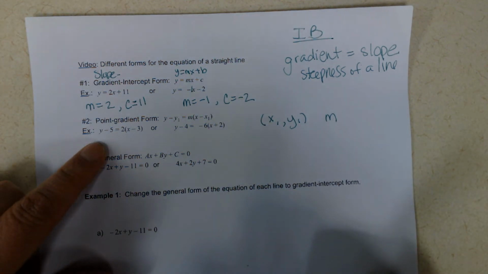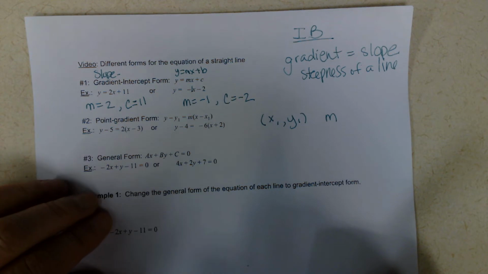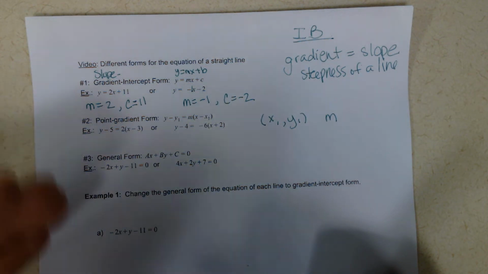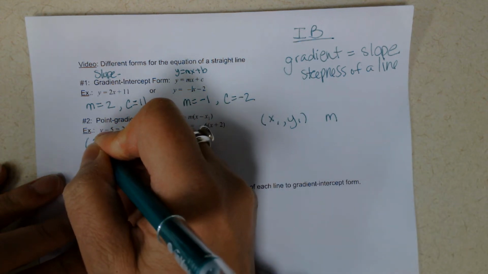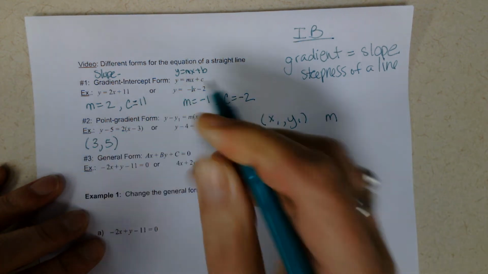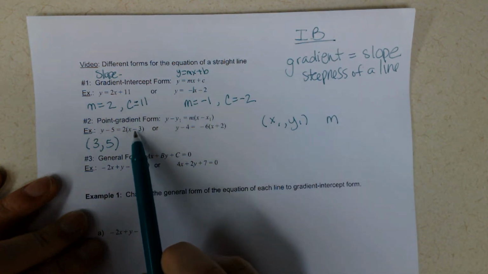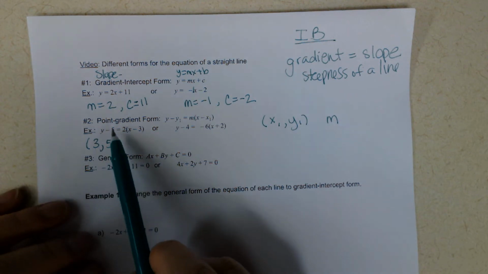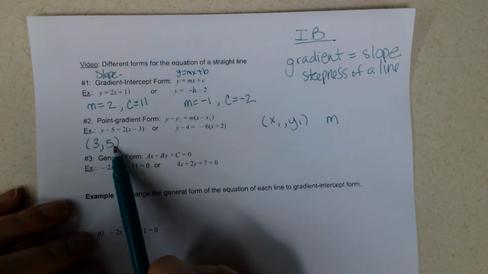Let's look at our example. y minus 5 equals 2 times (x minus 3). In order to get the point, we are going to extract it out. So this is going to be the point (3, 5). Now I know this is a minus, but we do not take this minus out. This is positive 3, and this is going to be a positive 5.